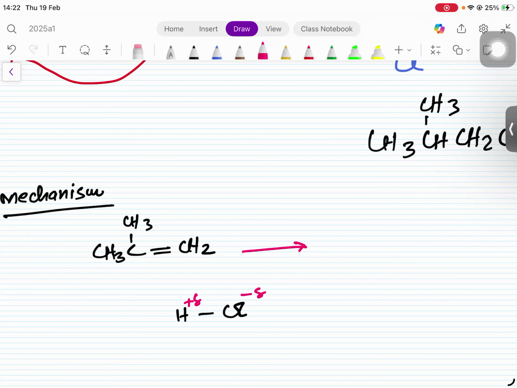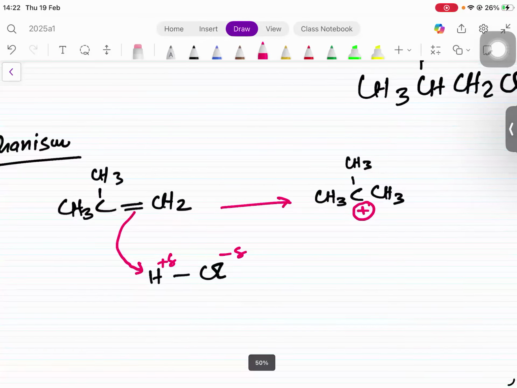The electrophile needs an electron pair to attach. Who will give that? The double bond electron pair will be used to attach hydrogen. So what will be formed? CH3 C... now it attaches with which one? If it attaches with the first one, that becomes CH3. This will become a carbocation. Now which carbocation is this?